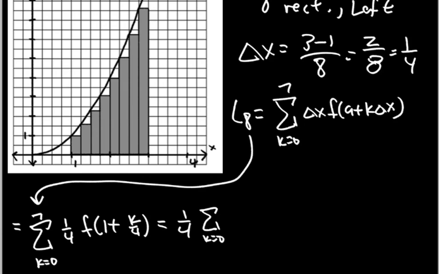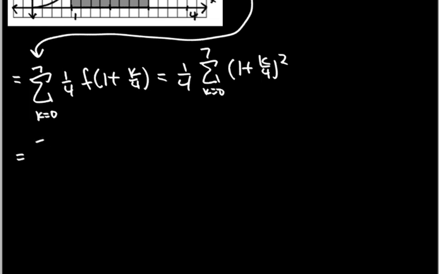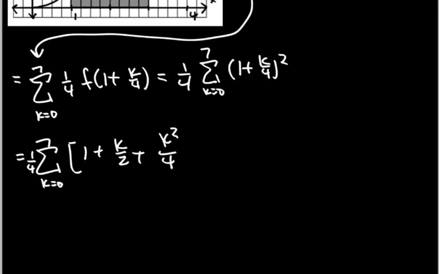K equals 0 to 7 of. So 1 plus k over 4 is the input for the function. The function is f of x equals x squared. So we're going to get this thing squared. So don't forget that 1/4 if you do factor it out. Of, okay, first thing squared plus 2 times that product. So 2 times k over 4 times 1. So k over 2 plus the second thing squared. Not 4 squared. I mean 4 squared, not just 4.